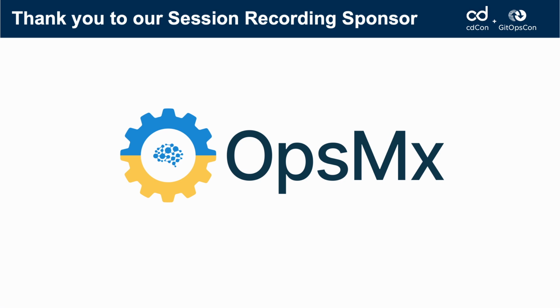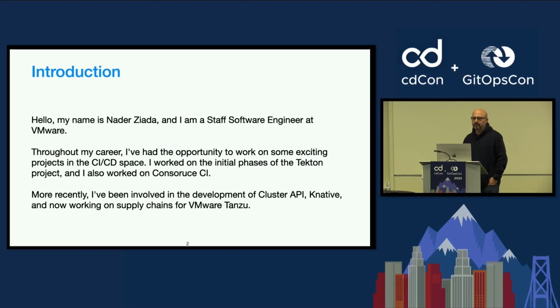My name is Nader Ziada. I work as a staff software engineer at VMware. I've worked on a bunch of CI/CD projects previously, Tecton when it was first starting, and Conquer CI, which was probably not as famous. Most of you probably don't know it by now. Also, recently, I've been working on a lot of Kubernetes stuff, Cluster API, Knative, and currently working on supply chains for VMware.